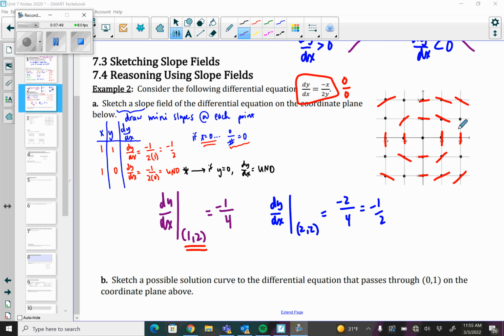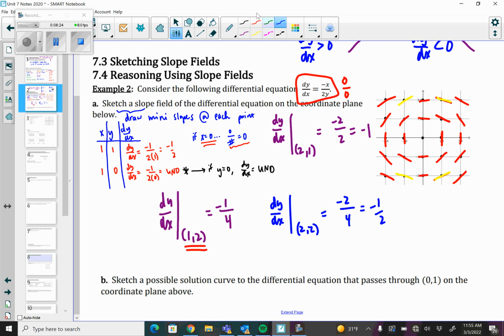For example, what about the point (2, 1)? dy/dx at the point (2, 1) would be negative 2 over 2, which would be a negative 1. At (2, 1), it's a negative 1. That means at (2, negative 1), it's going to be a negative 1. That means at (negative 2, positive 1), it's going to be a positive, and down here, negative. And then I didn't notice, but this and this are going to be the same, and this and this are going to be really similar.